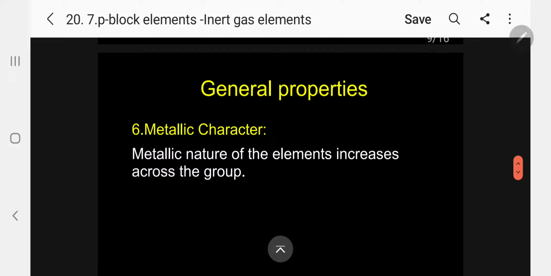Coming to metallic character, the metallic nature of elements increases down the group: helium, neon, argon, krypton, xenon and radon. Kindly follow.